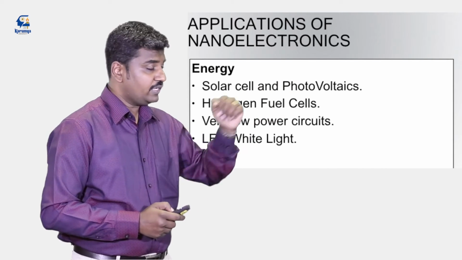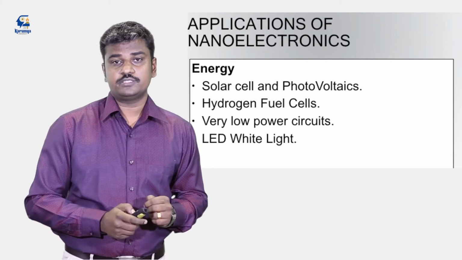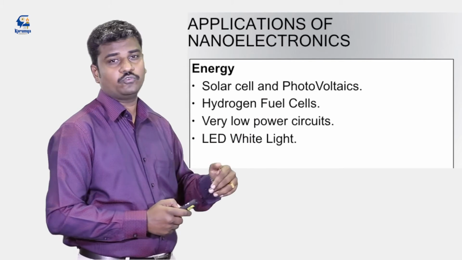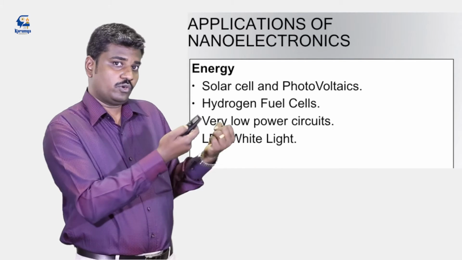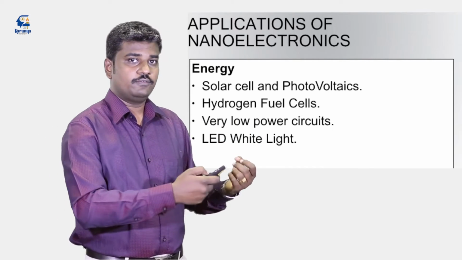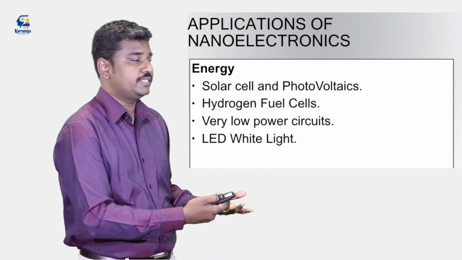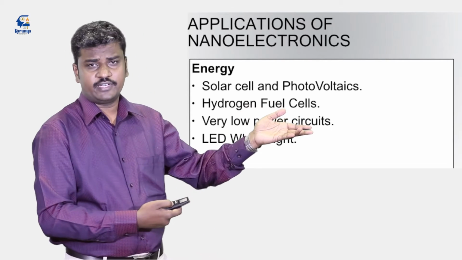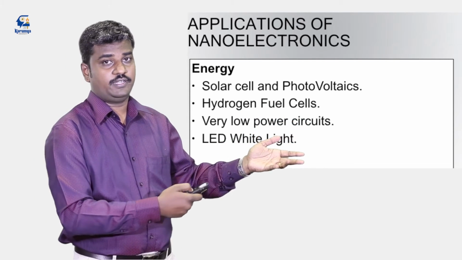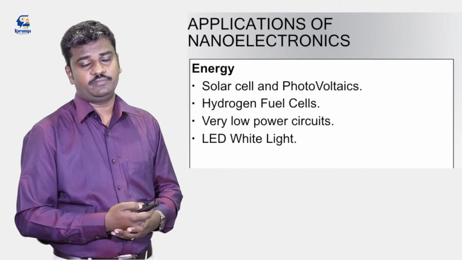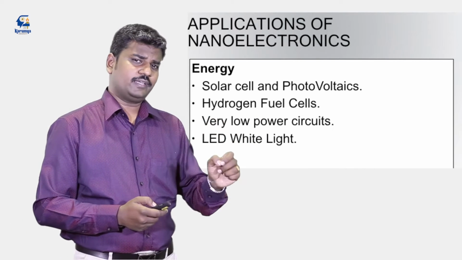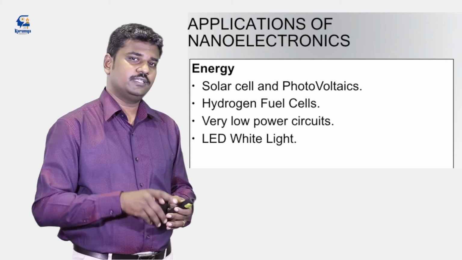Some areas where nanoelectronics materials are being explored include solar cells, where photovoltaic nanomaterials are involved, to save more energy so that internal utilization can take place. Then hydrogen fuel cells are one of the hot areas; many are working on it. Then the low power circuits. As I said, we are packing more devices into the system.